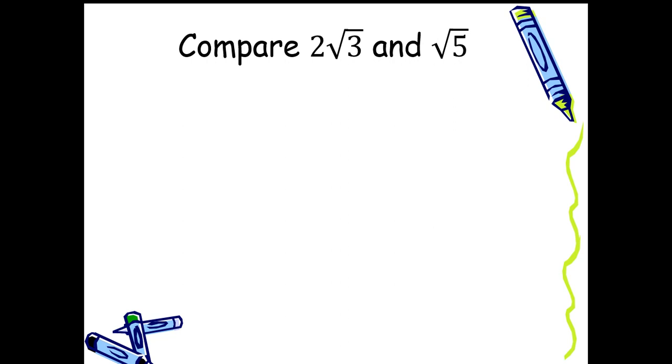So let's take an example. We have two cases: when the two given numbers are positive and when the two given numbers are negative. I want to compare 2 radical 3 and radical 5. Which one is bigger? Just from looking, I cannot know which one is bigger. You are not allowed to use the calculator. So what do you need to do?